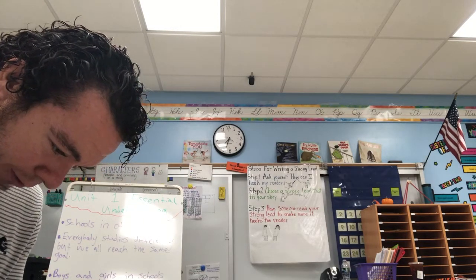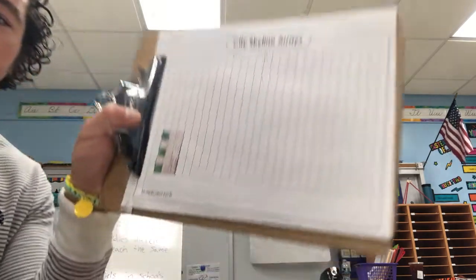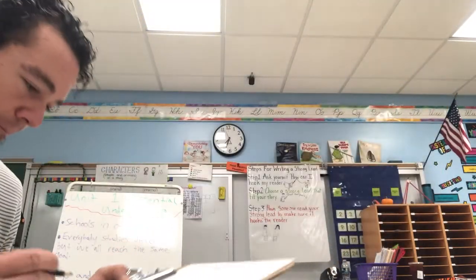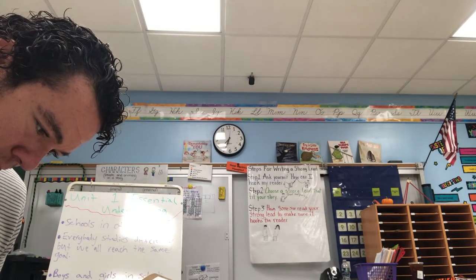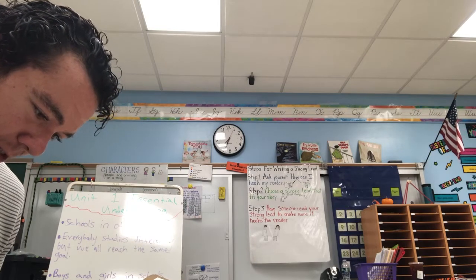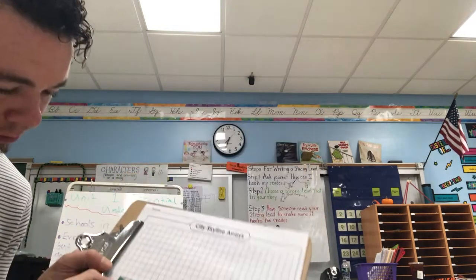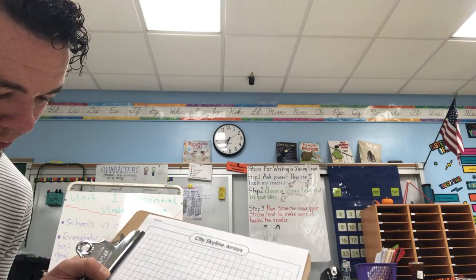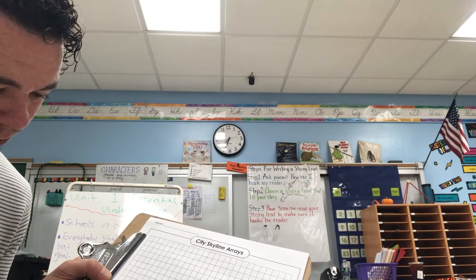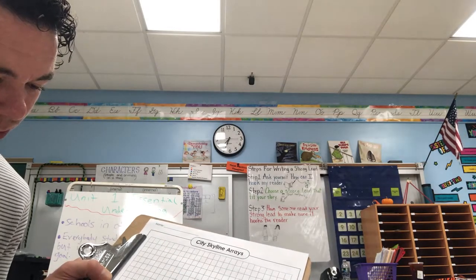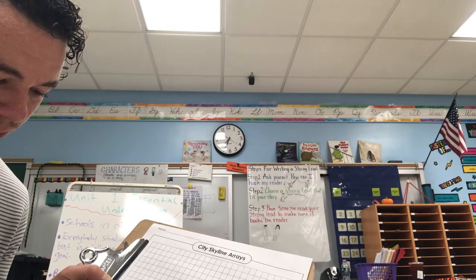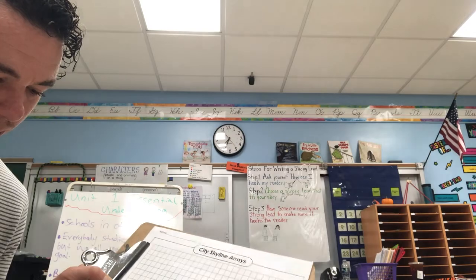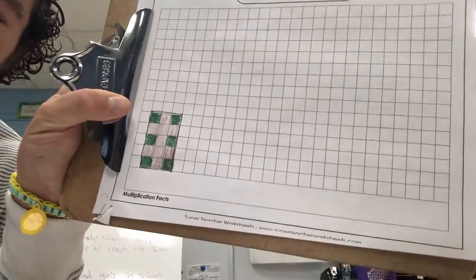Again, outlining first, making sure that I'm doing my best work. Again, I skipped a column. So that way the rectangle looks like an actual building. And there is my first finished building.